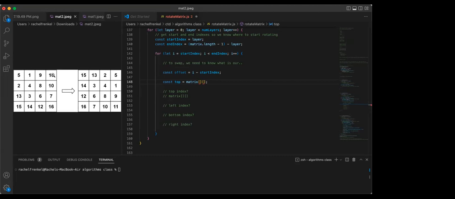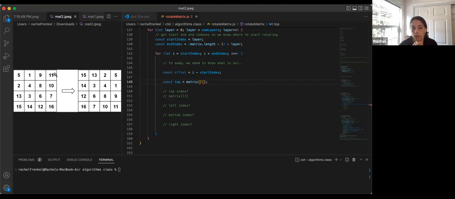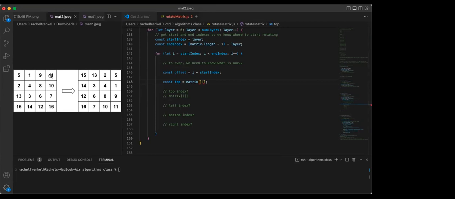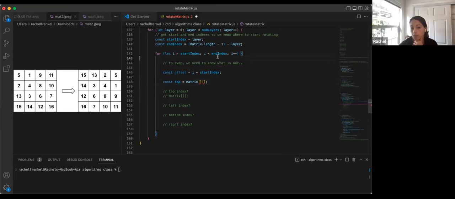Yeah, so if we're looking at the top row, the right column, the bottom row, or the left column, for each of them, because they're rows or columns, either the row stays the same or the column stays the same. So here for the top and the bottom rows, the row is going to stay the same. And how are we going to know which row it is? It's not I, because I is changing as we're going through, right? It's actually the layer number, which is our starting index. Oh yeah, layer.